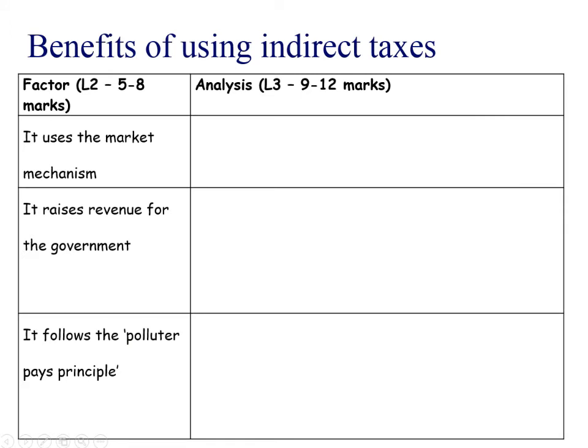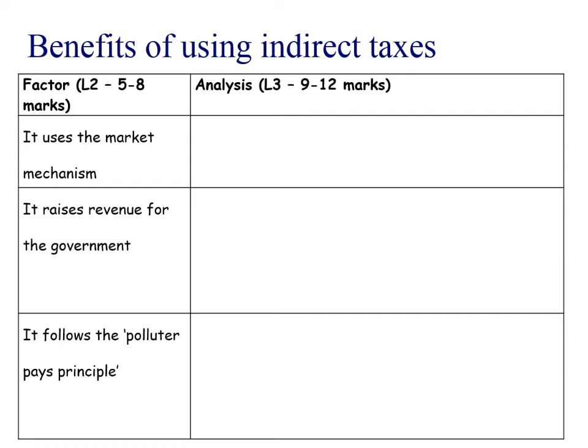Okay, so you need to talk about how it works. We've done that, but you also need to know the benefits and the disadvantages. So the first benefit is economists love it because it uses the market mechanism, and by that we mean it uses the forces of demand and supply. And economists believe that people respond best to incentives. So it's using this market system to correct market failure.